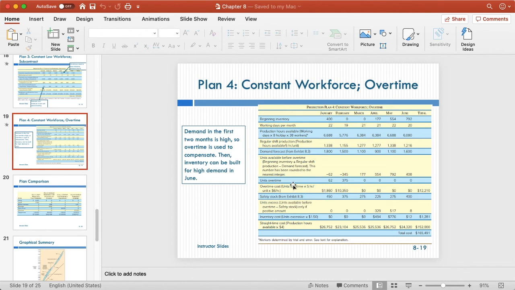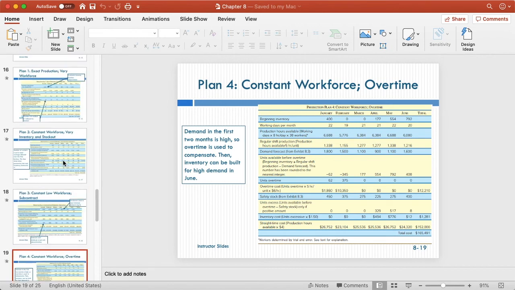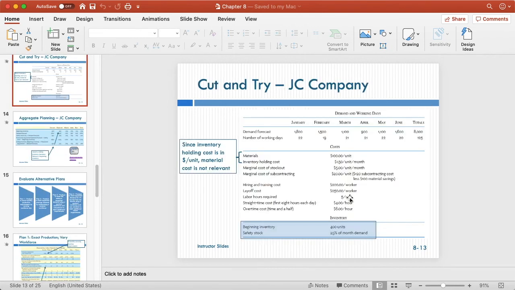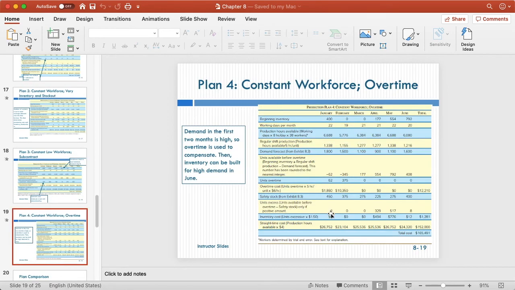For 62 units, every unit needs 5 hours, right? So use 62 times 5 to get the total hours. And the overtime cost is higher than the regular dollar per hour. The overtime cost is $6 per hour. That's why here the overtime cost is 62 times 5 times 6.